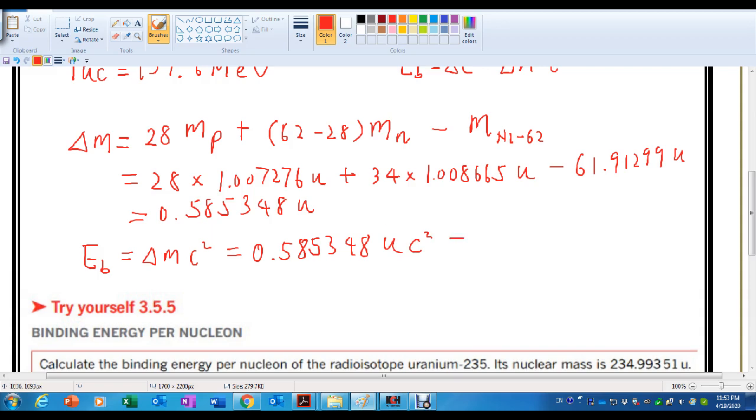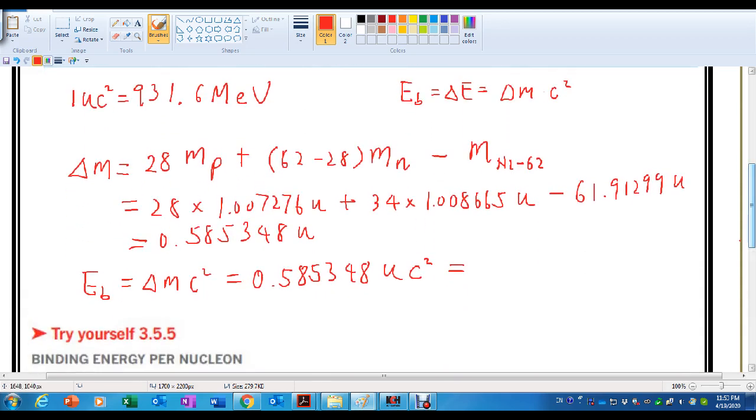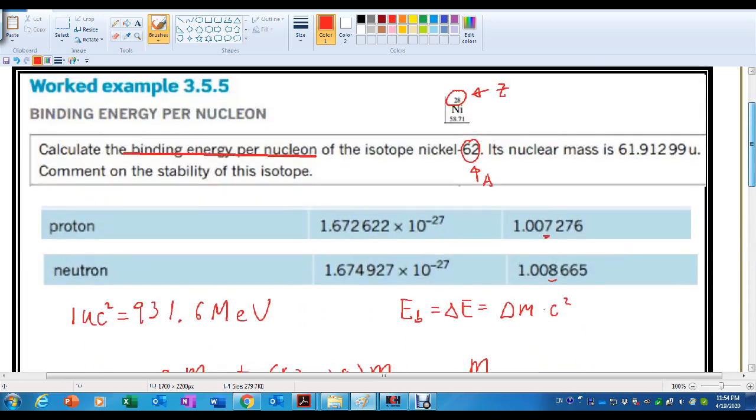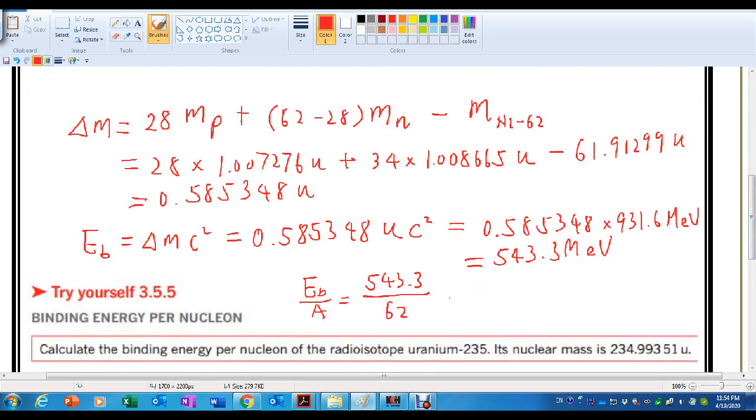Okay, so remember 1 uc squared is equivalent to 931.6 MeV. Okay, so that will become 543.3 MeV. Okay, so you need to find the binding energy per nucleon. So use this number divided by the number of nucleons. So there's 62 of them.